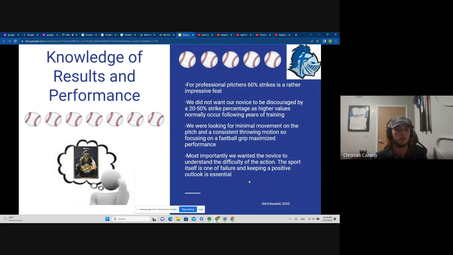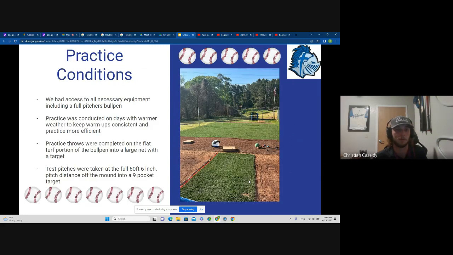Finally, again, we didn't want him to lose motivation. I wanted him to understand it's a very difficult motion and it's hard to do effectively. It's a movement of failure, and keeping a positive outlook for him was essential. I think he did a really great job. We were laughing and having a good time the whole time, and he seemed to really enjoy learning this motion. So here are our practice conditions.